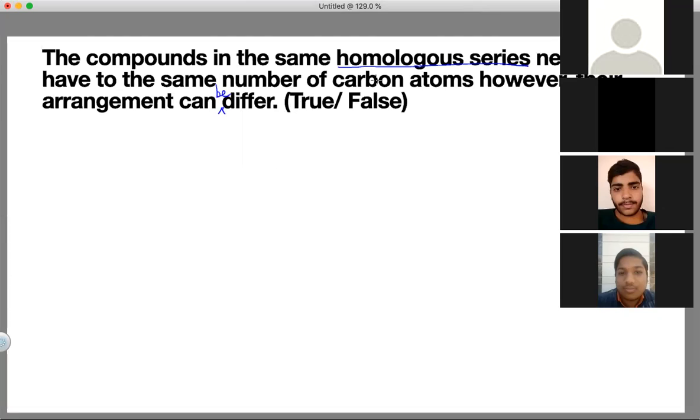Is it a must for homologous series members to have the same number of carbon atoms? No, sir. They definitely do not have the same molecular formula. Homologous series members do not have the same molecular formula. So what is a homologous series? Similar chemical properties, similar functional group, and the same generic formula. Yes, they have the same generic formula and have the same functional group.